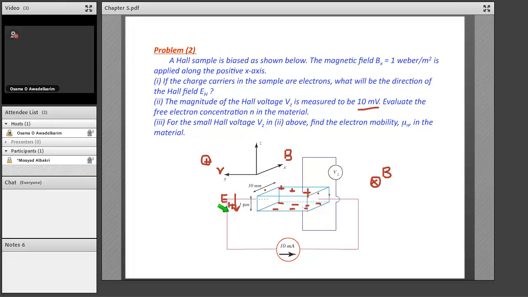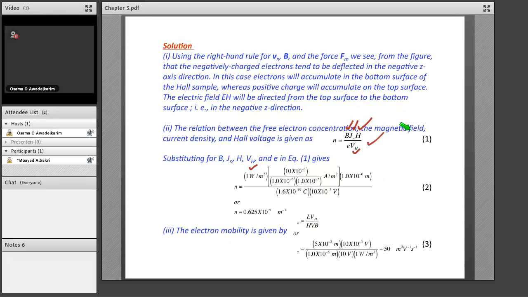And then, I guess, the second question: for the small Hall voltage V_H in the above, find the electron mobility, mu_n. Again, we derived this formula here for mu_n. You go back and look at it, you'll see that mu_n is L V_H over H V B. So we just substitute. Okay, so our mu_n will be equal to, this is L, the length of the semiconductor, which is again given.